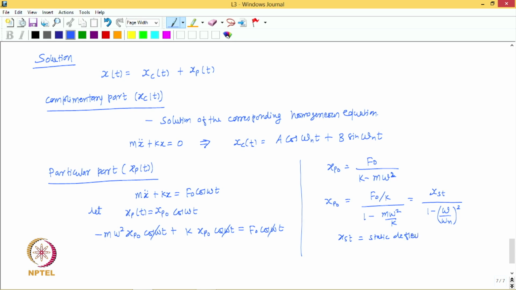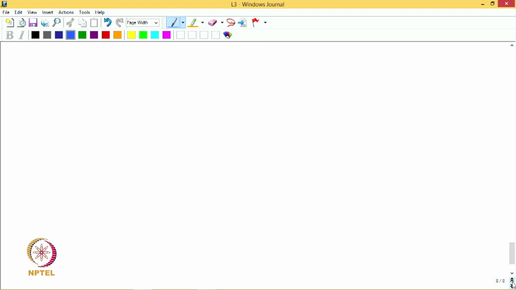So, here we have used the symbol x st in the subscript, though in the previous case we called it delta. Both are the same, static deflection, which is equal to F naught by k. Either expression can be used to represent x_po, and therefore we now get the total solution. So, this is the particular solution.